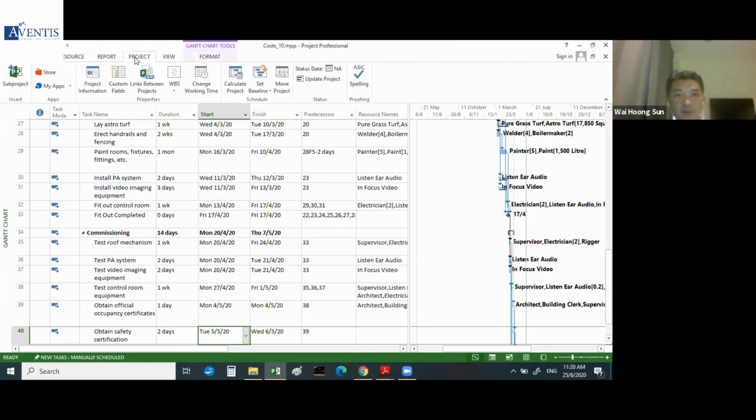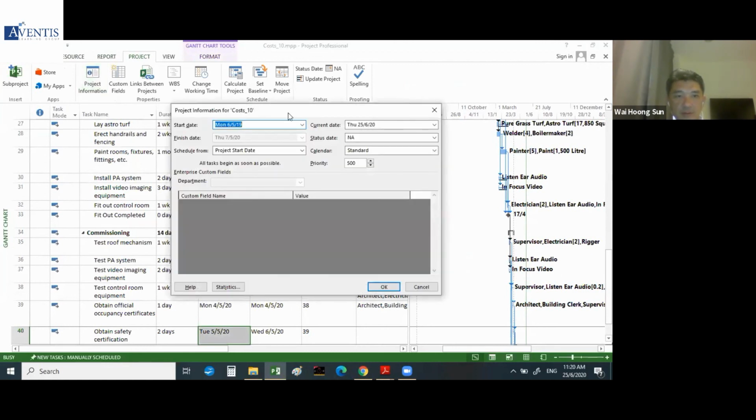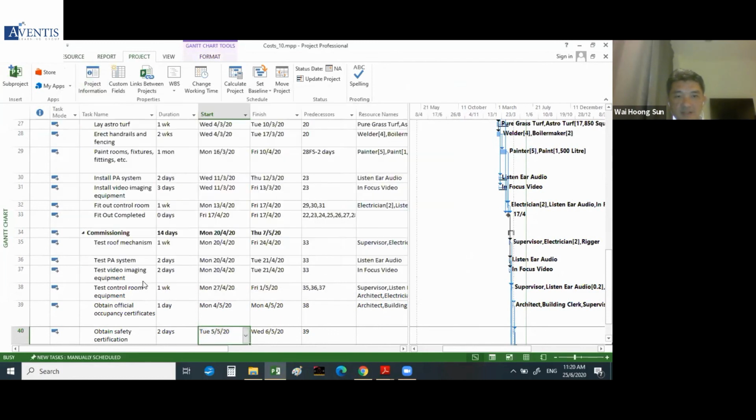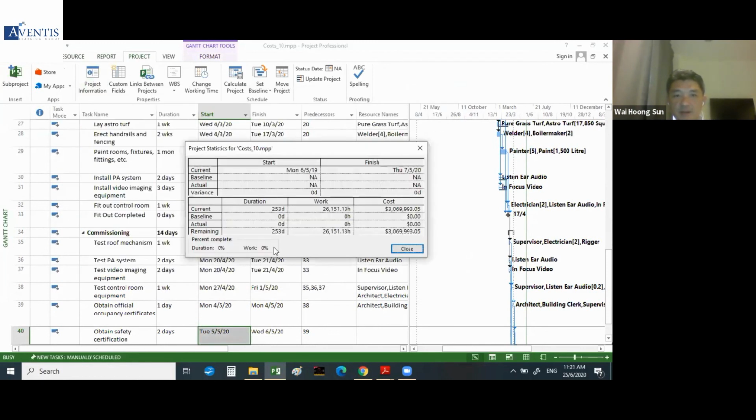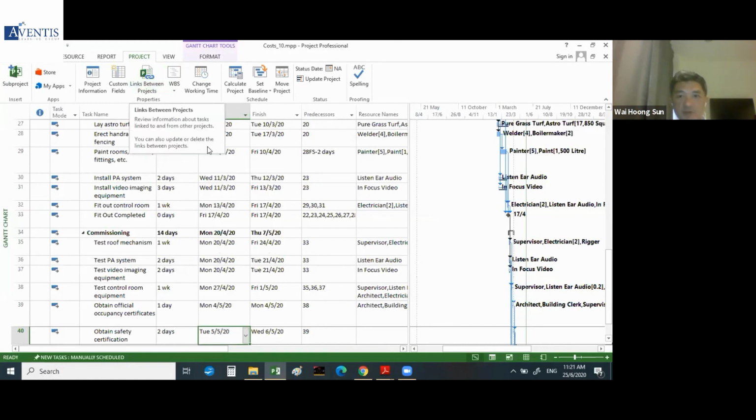You could also see the project information, statistics. You could see how long the project takes: 253 days. How many hours does it take? 26,000 hours. And how much does the project cost? 3.07 million. So that's the project tasks and the Gantt chart.